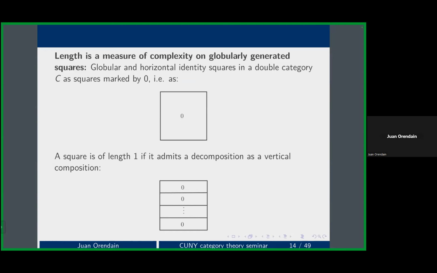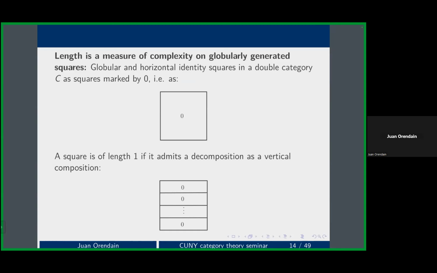So suppose you have a double category C, globularly generated. You take the view that the theory of bicategories and decorated bicategories, you understand very well. That's trivial for you. So if you know a bicategory, then you know everything you need to know. You want to understand now the more complicated double categories. And so if C is a double category, and a square is a globular square or a horizontal identity square, you mark it as zero complexity. These are very easy. You understand them very well.